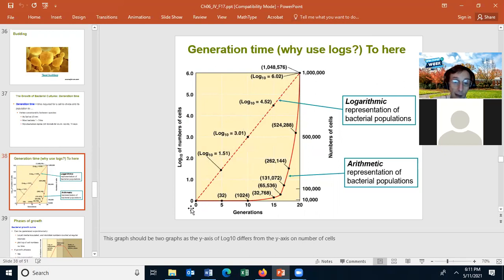So it spreads out the points in this region of the graph, and then we can get another point on the graph, which we cannot get on the non-semi-log plot. And for this reason, microbiologists like to use semi-log plots. Any question about that?